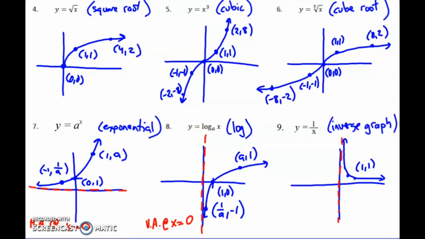Now what happens if you put in a -1? You put in a -1, you get -1. Put in a -2, you get -1/2. So this graph's going to have 2 pieces, and it's going to look like that. And in addition to our vertical asymptote, we also have horizontal asymptotes. So we have a horizontal asymptote at y equals 0 and a vertical asymptote at x equals 0.